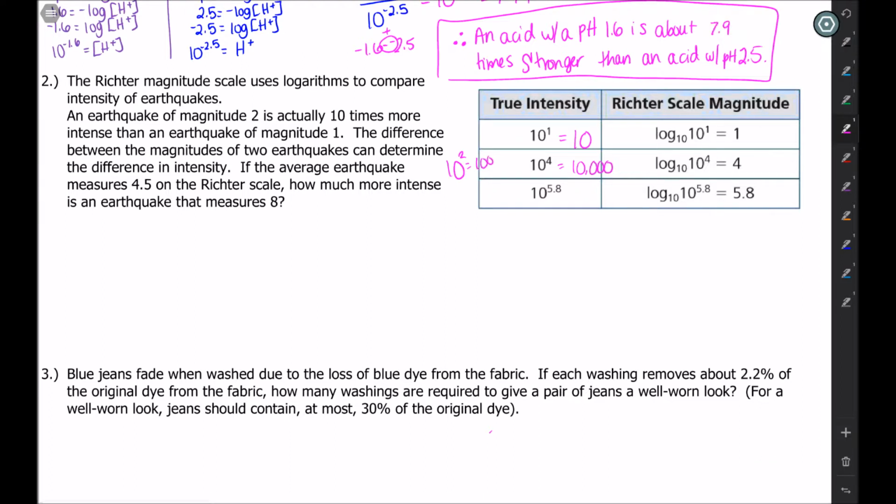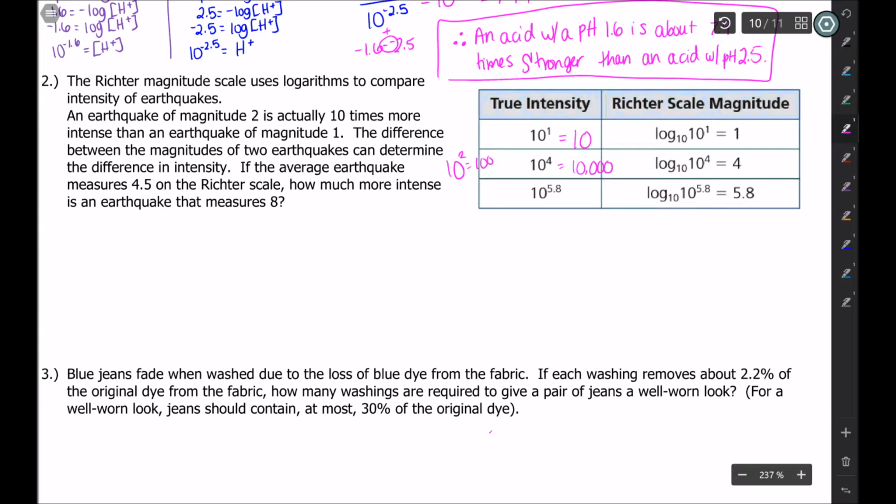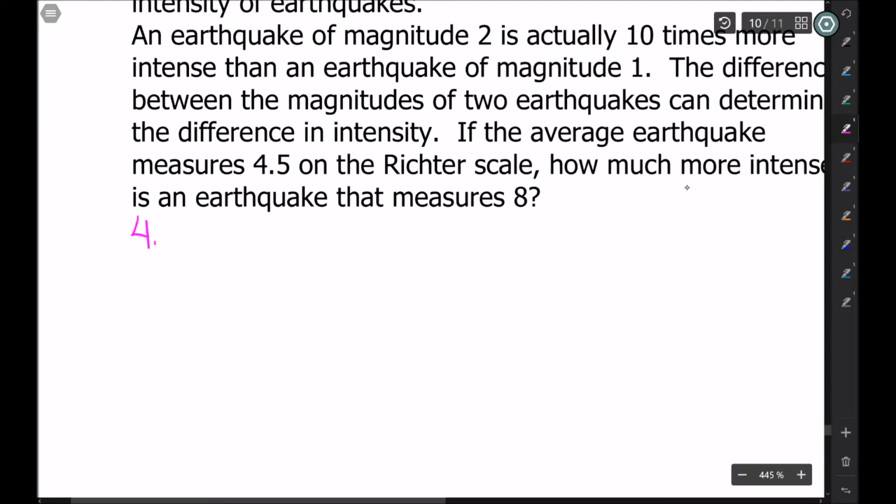Okay, the difference between the magnitudes of 2 earthquakes can determine the difference in intensity. So if the average earthquake measures 4.5 on a Richter scale, how much more intense is an earthquake that measures 8 on the Richter scale? What I want to do first of all is figure out what the actual intensity is for each one of these. If we have something that measures 4.5 on the Richter scale, that means that the intensity is equal to 10 to the power of 4.5, okay?